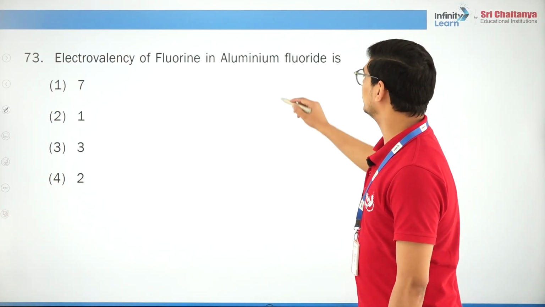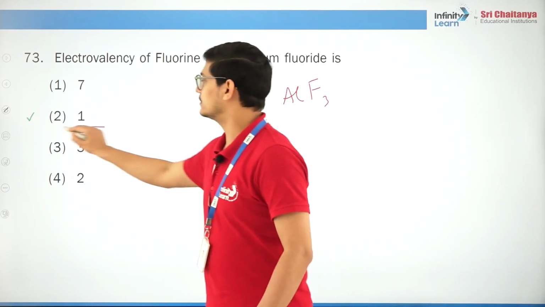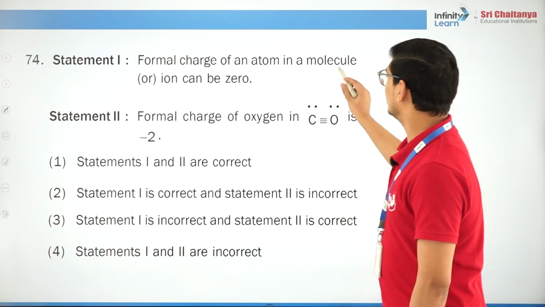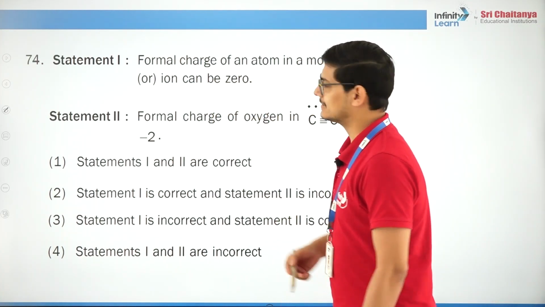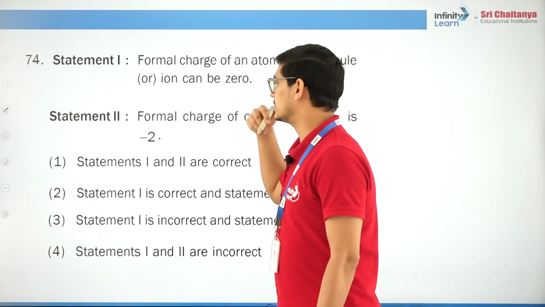Electrovalency of fluorine in aluminum fluoride. See, fluorine gains 1 electron, so the electrovalency of fluorine is 1, always 1. Formal charge of an atom in a molecule can be 0. Yes, it can be 0. We saw in CO2, right? All the formal charges were 0.